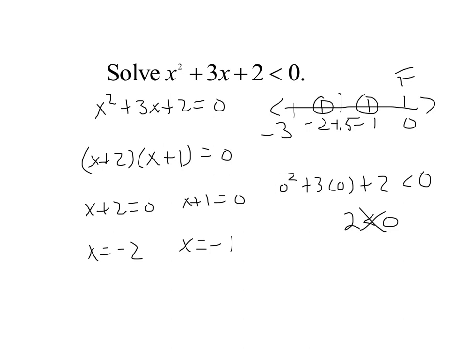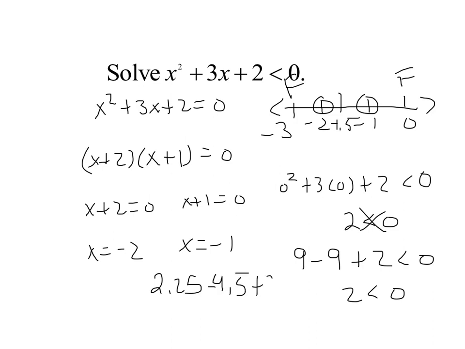Because we're looking at these two right here. Plug in negative 3. So I'd have 9 minus 9 plus 2. Is 2 less than 0? No, so that's false. So if I plugged in 1.5, you would get 2.25 minus 4.5 plus 2. And that's negative 0.25, and that is less than 0, so that's true.